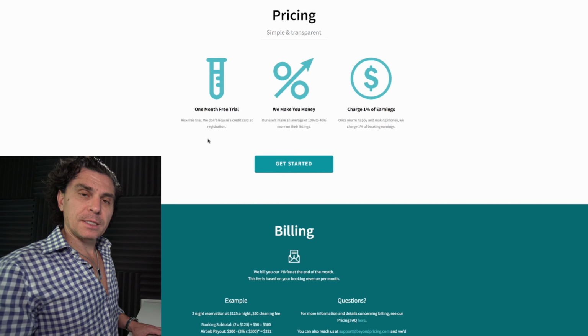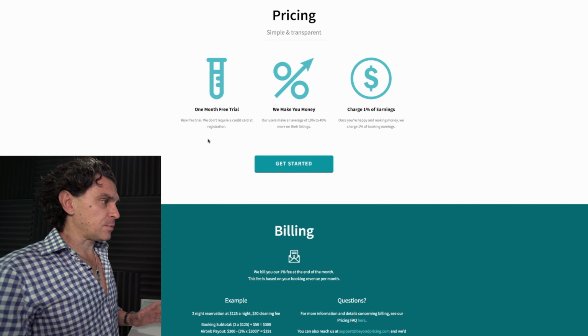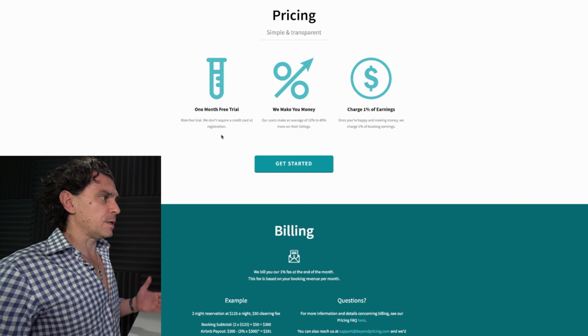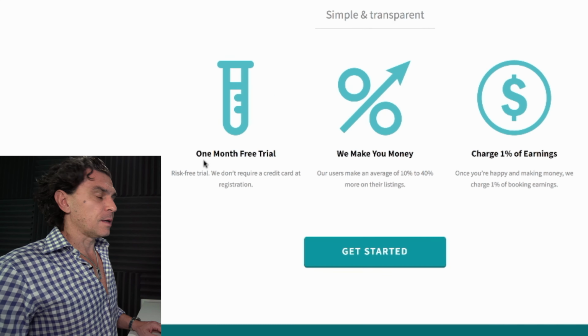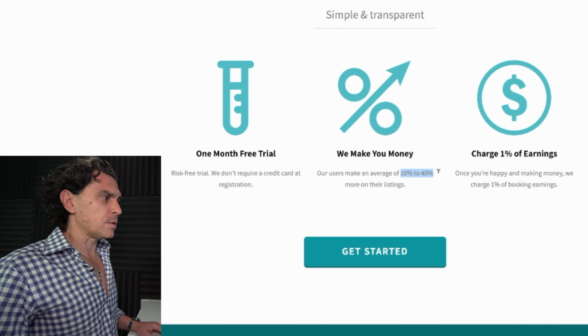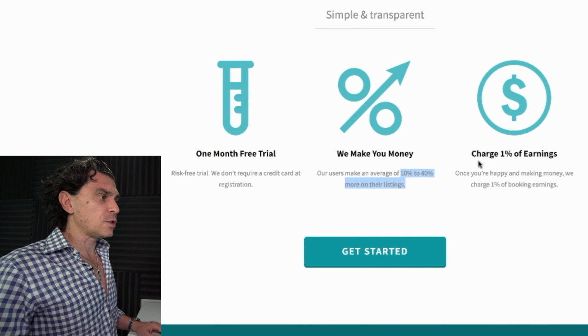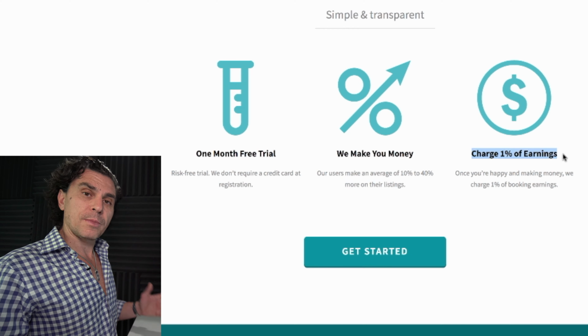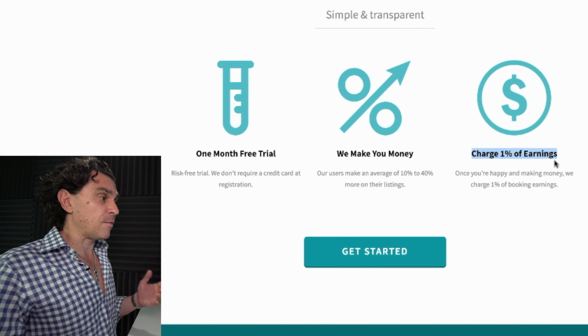Okay, so before I take a deep dive into the user interface and the dashboard, I just want to share with you the pricing, and it's pretty simple and transparent. They'll give you a free month trial so you can test it. Their users on average make 10 to 40% more on their listings, and they only charge 1% of the earnings. So you're currently paying about 3% on Airbnb, and just imagine that your price goes up to about 4%.